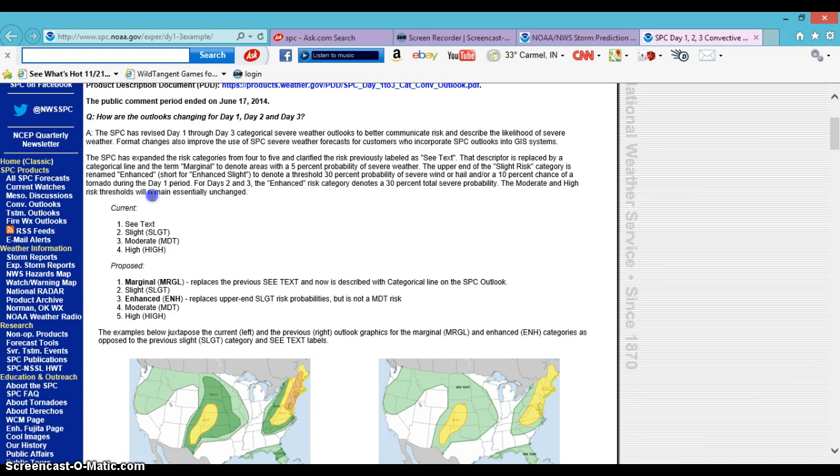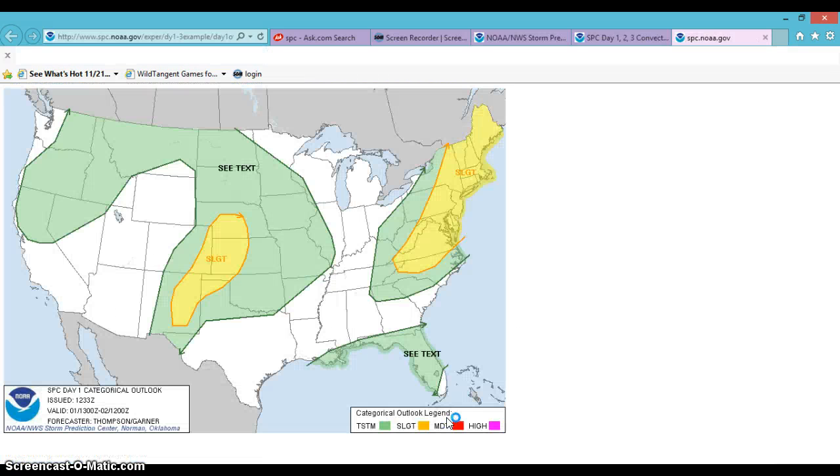What they've done, instead of using the word C-text and just plotting them on the board, they've now replaced that with a new risk area called marginal. And the marginal is basically what it means, a marginal threat of severe weather, not even high enough to be categorized as a slight risk. So let me just give you a little example here.